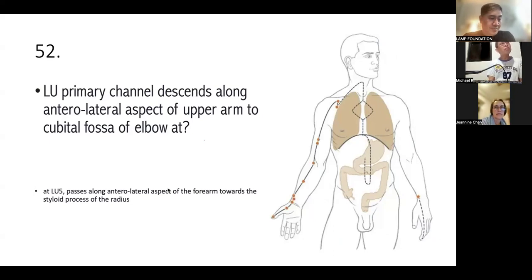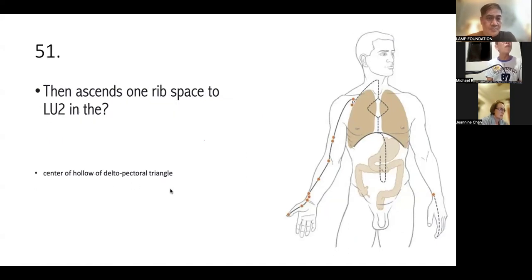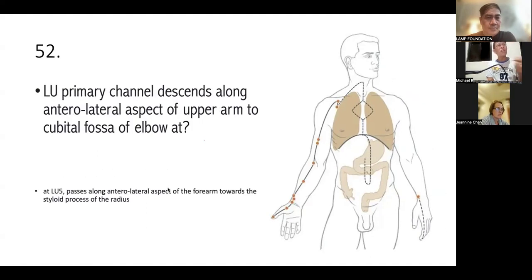The lung primary channel descends along the anterior lateral aspect of the upper arm to the cubital fossa of the elbow. Lung primary channel passes along the anterior lateral aspect of the upper arm to the cubital fossa. Okay, can you also press your lung five? Is it painful?